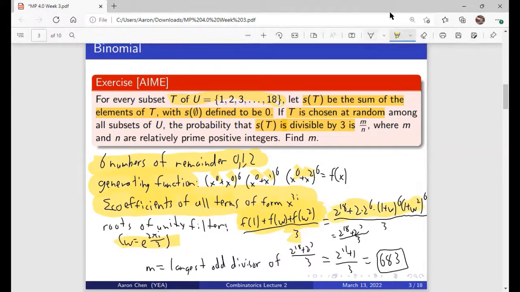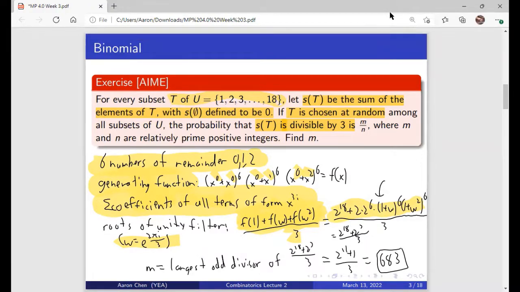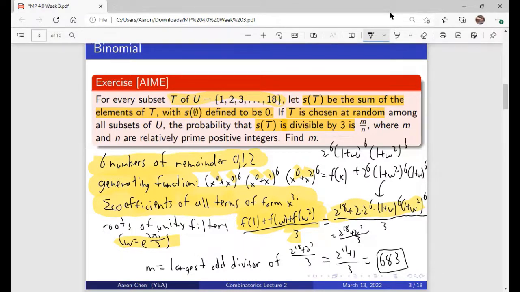And here, this step is slightly abbreviated because there's little space left, but it should be something like 2 to the 6 times (1 plus omega) to the 6 times (1 plus omega squared) to the 6. So this is f of omega, and f of omega squared is 2 to the 6 times (1 plus omega squared) to the 6 times (1 plus omega) to the 6. But these are just equal to each other, so in here it just got abbreviated.